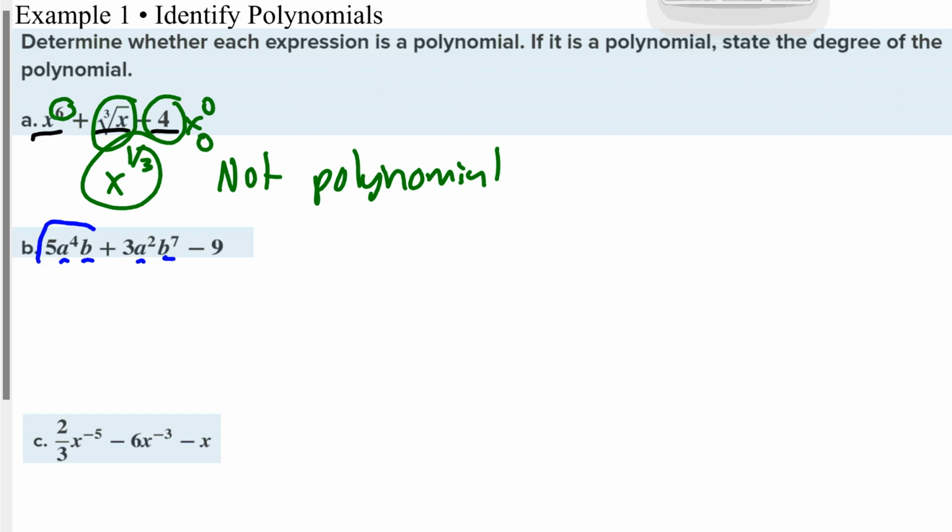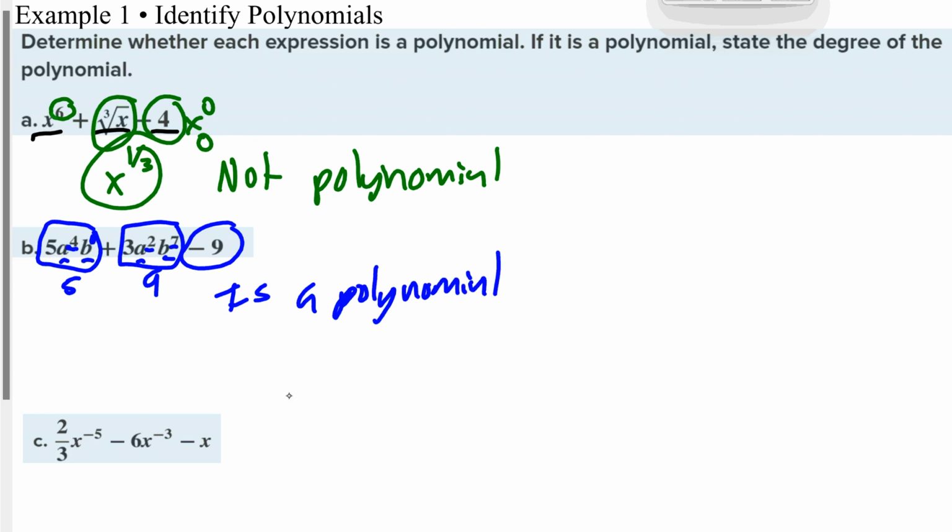So this is a monomial, variable and number being multiplied, right? And the exponent is 4, but the exponent on this is 1. So the degree of this one is a degree 5. And the degree of this monomial is 2 plus 7, which is 9. And then this degree is 0, of course, because it's a constant. So this is a polynomial.